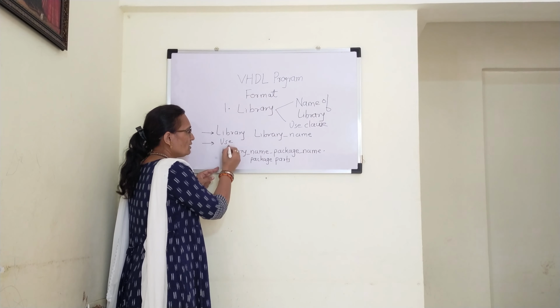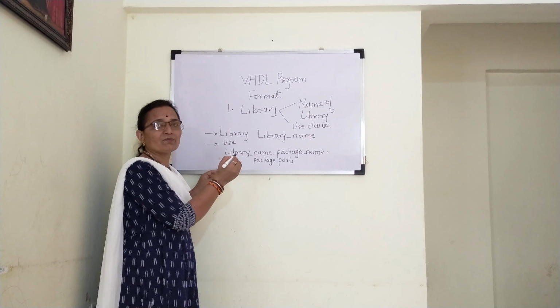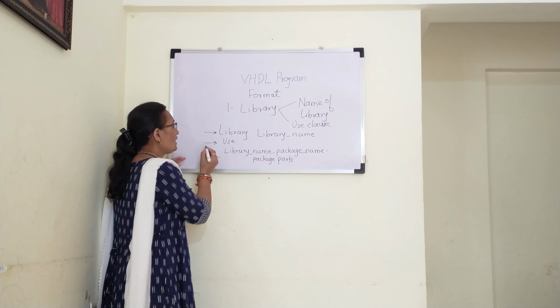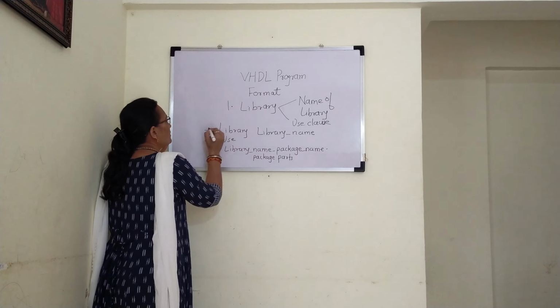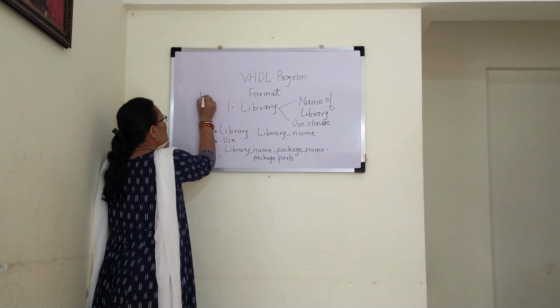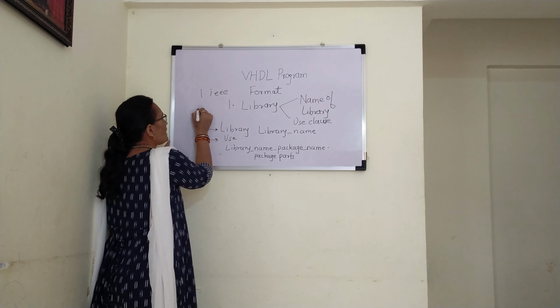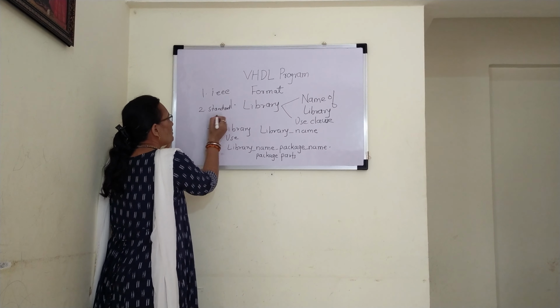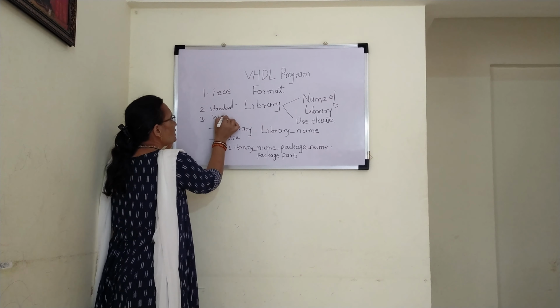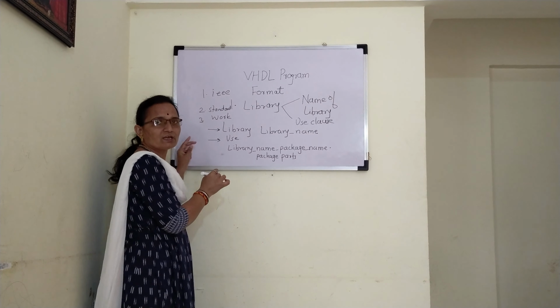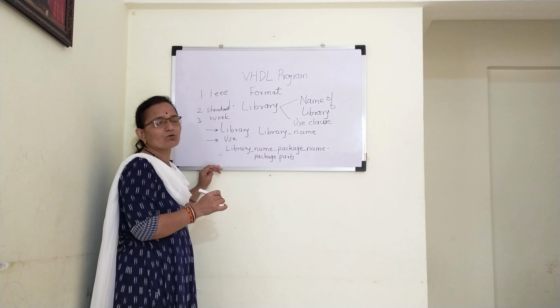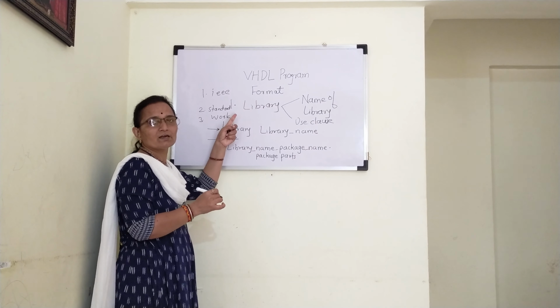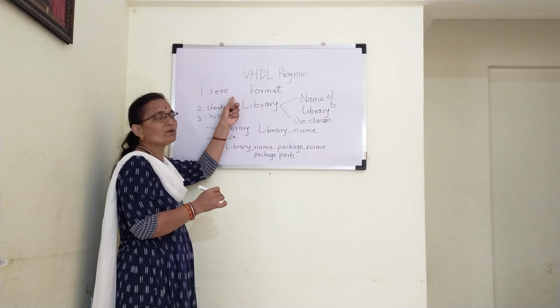So here in the VHDL language there are 3 libraries. One library is your IEEE library. First is your IEEE library. Second one is your standard library. And third one is your work library. These are the 3 libraries. In our code we are going to use the IEEE standard library. We are using the IEEE library.